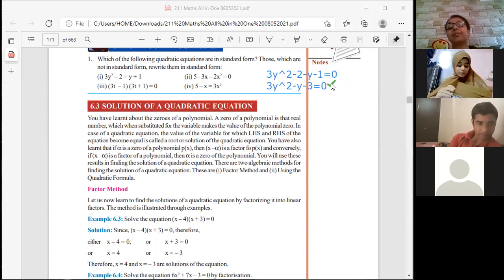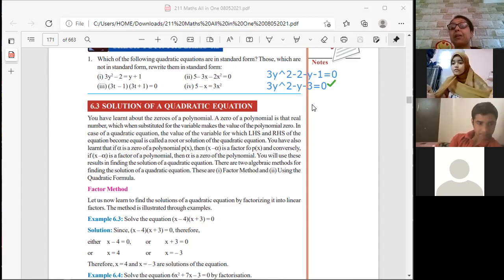Teacher, even the variables can change. No, why will the variable change, Peter? No. The standard form should be like ax square plus bx plus c is equal to 0. Yeah, so here I have no number. That means 1 is there, no? So my b is minus 1, no?